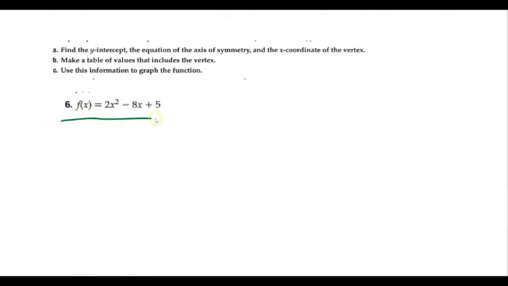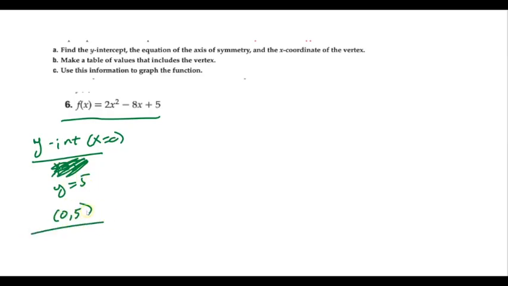Here's our equation. We want to find the y-intercept, the equation of the axis of symmetry, and the vertex. Let's do the y-intercept first, because that's what it asks for. We set x equals 0. Plug in 0, the terms go away, and you just get y equals 5. That's the point 0, 5.